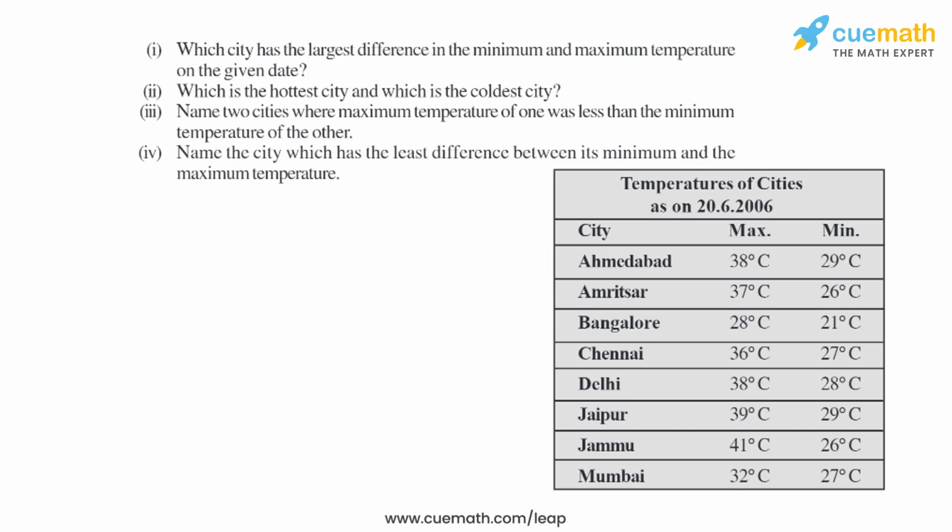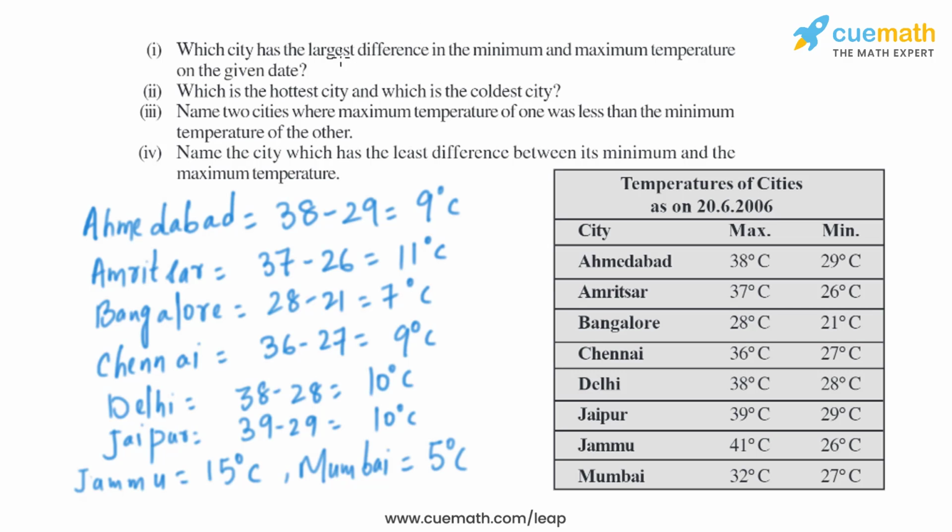So let's find the difference between the maximum and minimum temperature of the cities. So this is how we will find the difference between the maximum and the minimum temperature. For Ahmedabad it will be 38 minus 29 which is 9. For Amritsar it will be 37 minus 26 which is 11. For Bangalore it will be 28 minus 21 which is 7. For Chennai it will be 36 minus 27 which is 9.